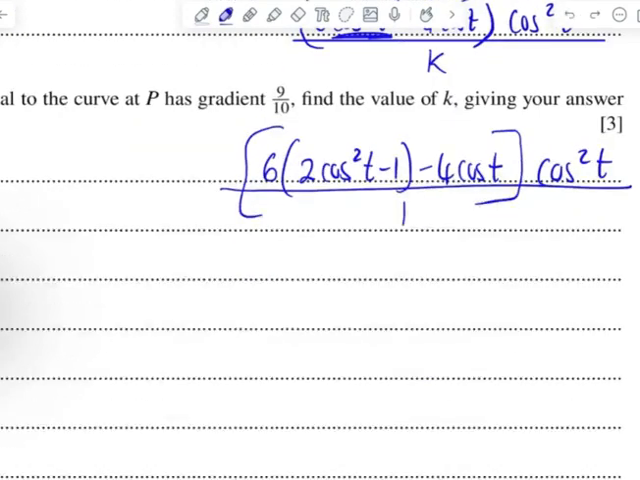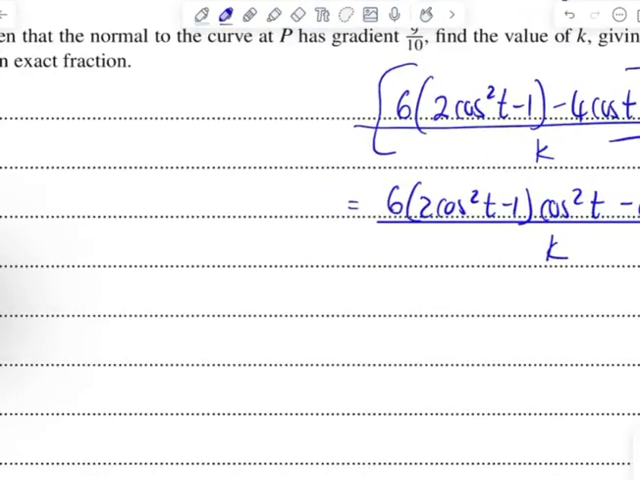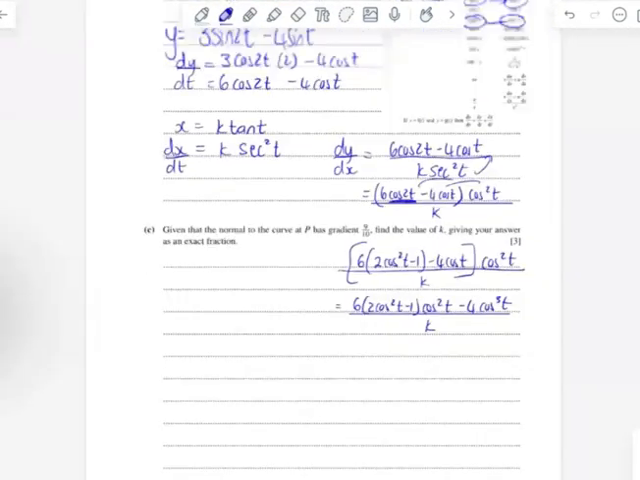I am just going to simplify this to make sure we have the right answer. I think this is what the mark scheme gives us, something like that. Okay, but it could be presented in a couple of different ways. That is the answer to that question.